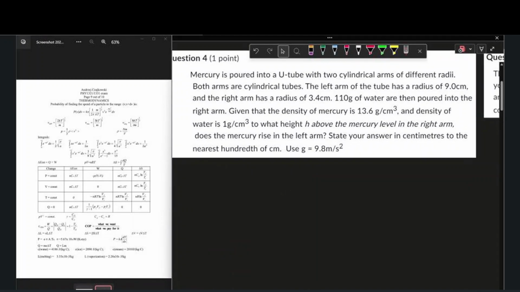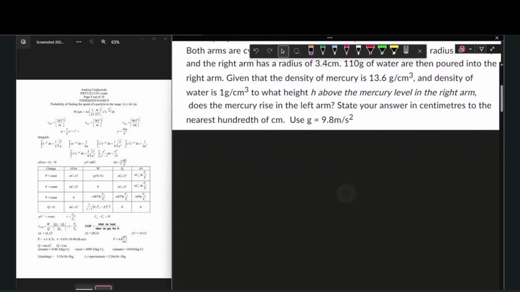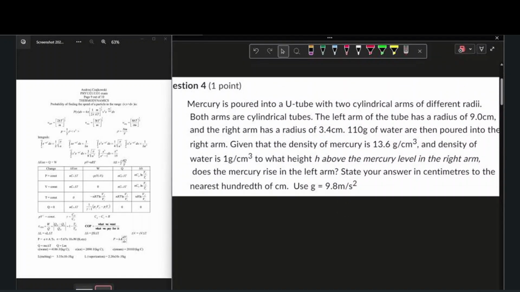All right, so this is a pretty complicated one, but it's nothing too difficult. So we'll draw two graphs, but first we'll go over the question. So it's saying mercury is poured into a U-tube with two cylinders. They have both different radii, right?